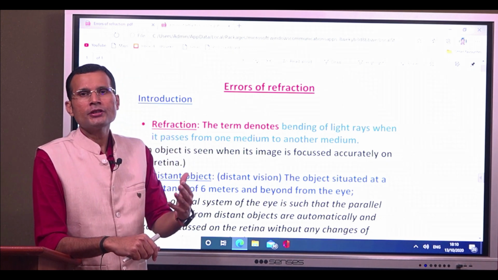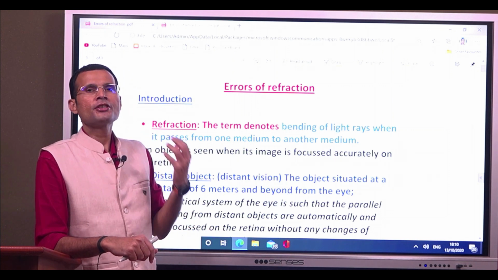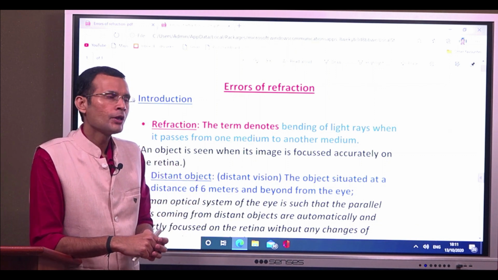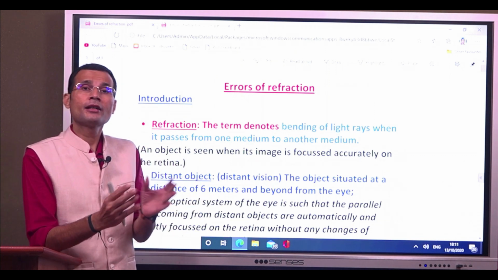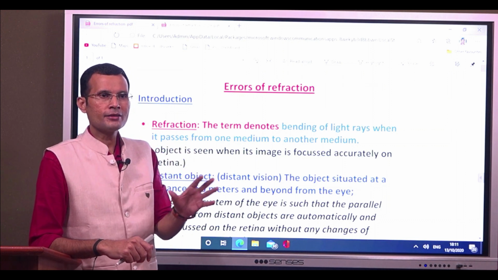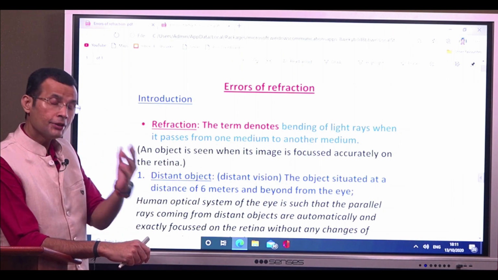And then the signals about that image are carried by the second cranial nerve. When it reaches the occipital lobe, visual cortex, we are able to see the object. And we are able to see the object clearly when the image exactly forms on the retina. So that's the basic about the refraction in the eyes.